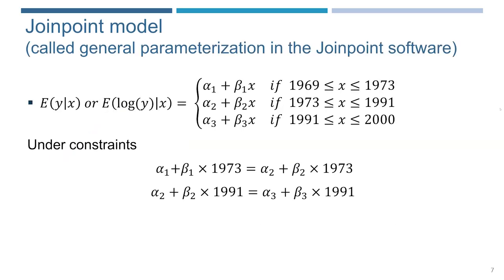One important feature is that the three segments are connected so that the fitted value at the year 1973 for the first and second segments are the same. That is, alpha 1 plus beta 1 times 1973 is equal to alpha 2 plus beta 2 times 1973. Same is at the year 1991. The second and third segments are connected so that alpha 2 plus beta 2 times 1991 is equal to alpha 3 plus beta 3 times 1991.